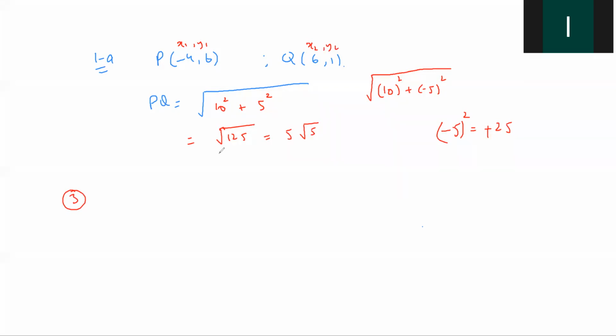Okay, the third question says that there's a point P, which is a comma minus 1. And there is a point Q, which is minus 5 comma a. And we're given that the distance between these 2 points, the distance PQ, is 4 under root 5. So we're going to find the possible values of this a.